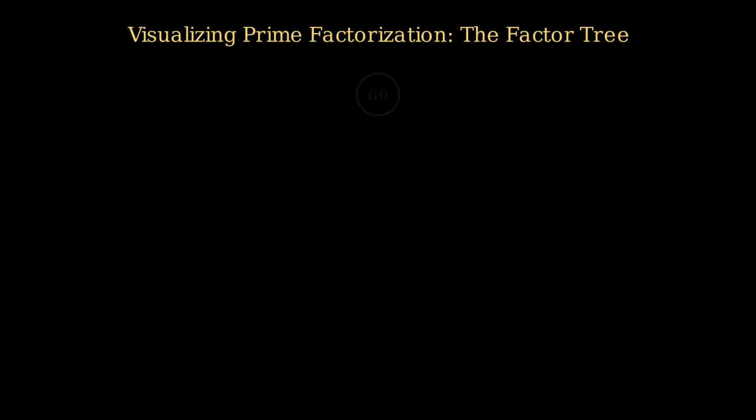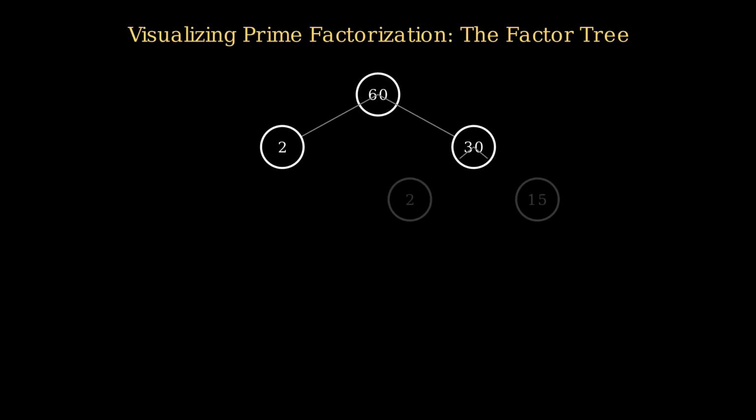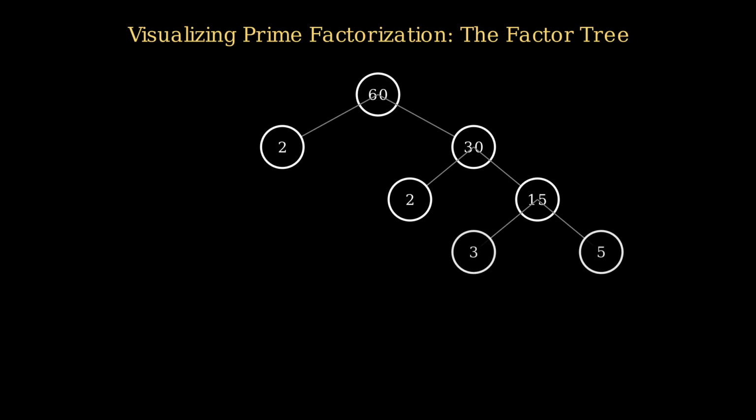To visualize this, let's build a factor tree for the number 60. We divide 60 by its smallest prime factor, which is 2, leaving us with 30. Next, we divide 30 by 2, which gives us 15. Both 2's are prime numbers, so those branches end here. Finally, 15 is factored into 3 and 5, which are both prime. We have reached the prime building blocks of 60.